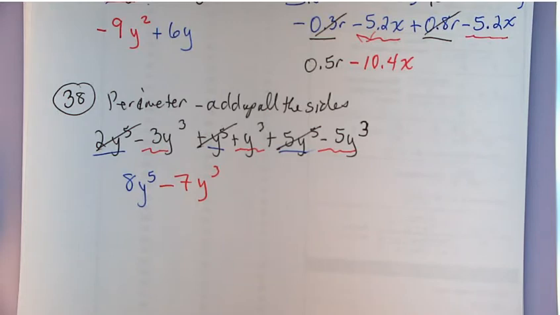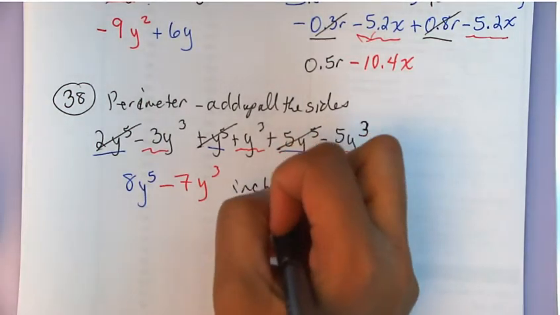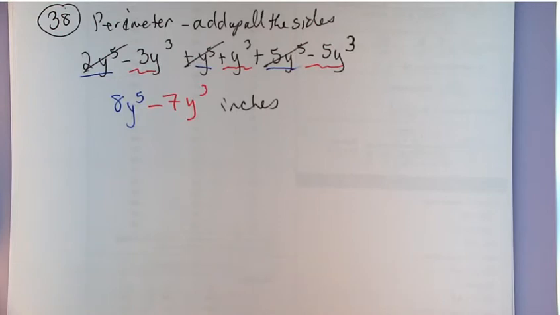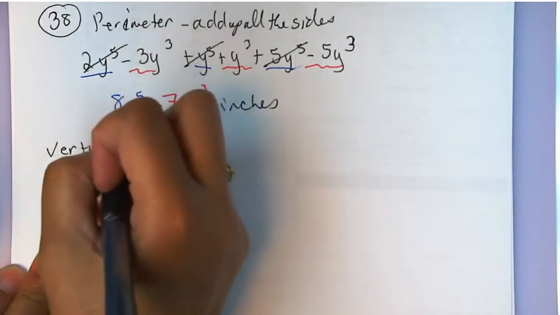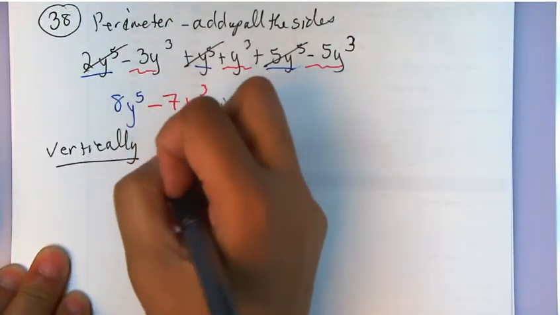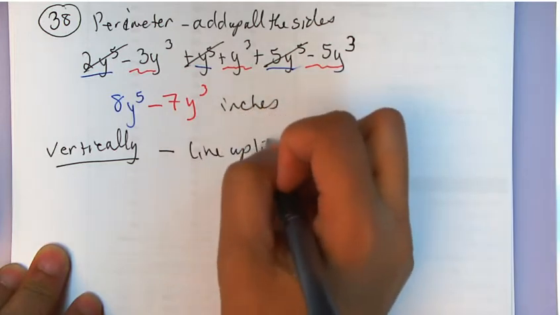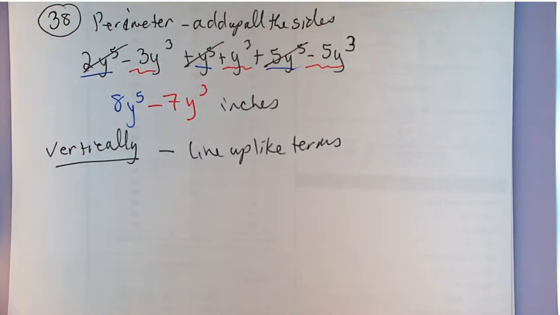So we've talked about how to do this horizontally. Oh, and don't forget your units. It's inches. Don't forget your unit. But we talked about how to do it horizontally. Now let's talk about vertically adding. The key thing to vertically is you need to line up like terms. That's essentially what it is. It is lining up the like terms. And once you line up the like terms, you just add down.